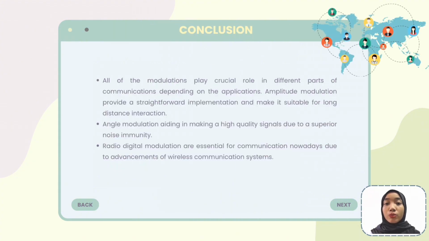So from all of the modulations, we can conclude that they play a crucial role in different parts of communications depending on the application. Amplitude modulation provides a straightforward implementation, making it suitable for long distance communication. Angle modulation aids in making high quality signals due to its superior noise immunity. Next, radio digital modulation is essential for communication nowadays due to advancements in wireless communication systems.